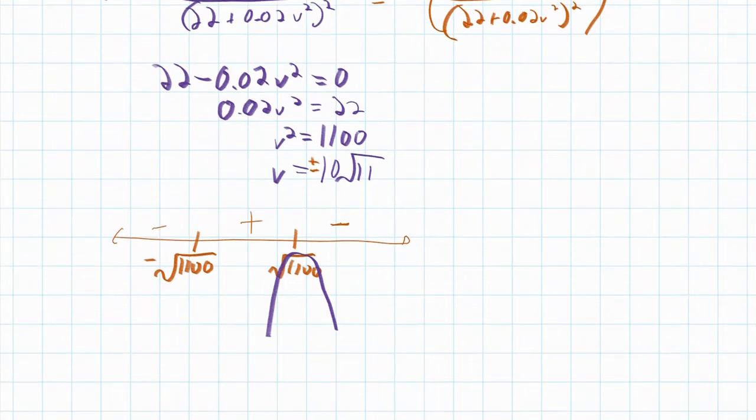So we can say with all confidence that the max flow occurs when V is equal to 10 root 11 cars per hour. Or sorry, not cars per hour, miles per hour.